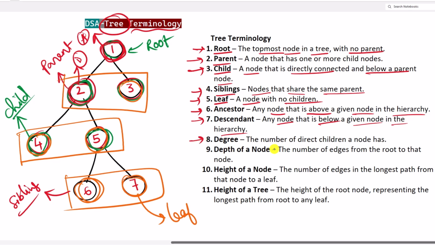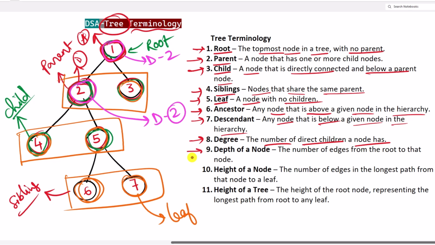And next we have the degree. So degree is the number of direct children a node has. Like an example, here the node 1 has 2 direct children. That means the degree of this node 1 will be 2. Similarly, this node 2 has 2 direct children. That means the degree of the node 2 will also be 2.